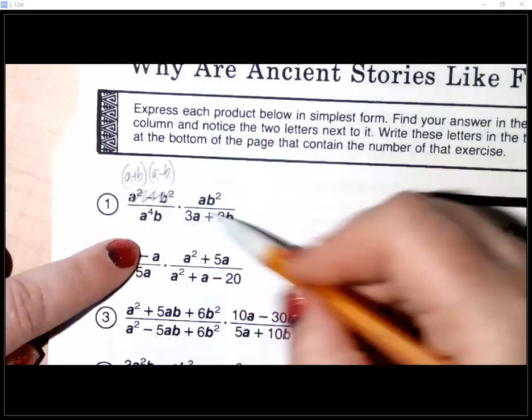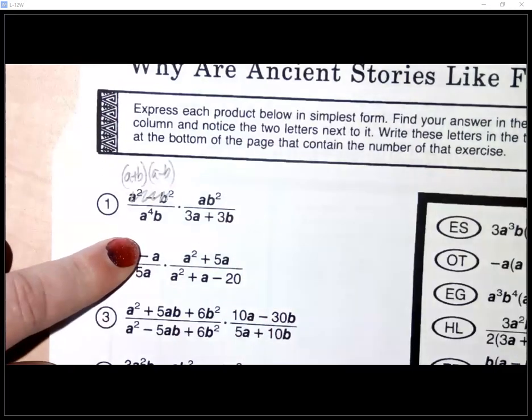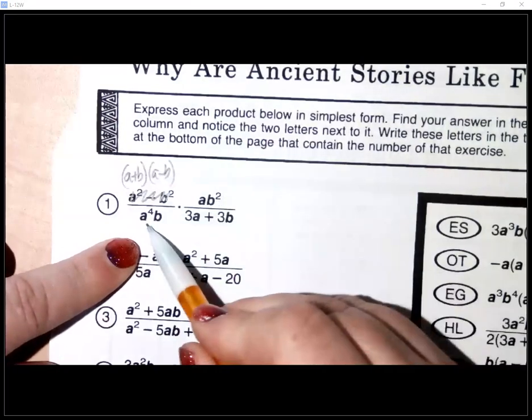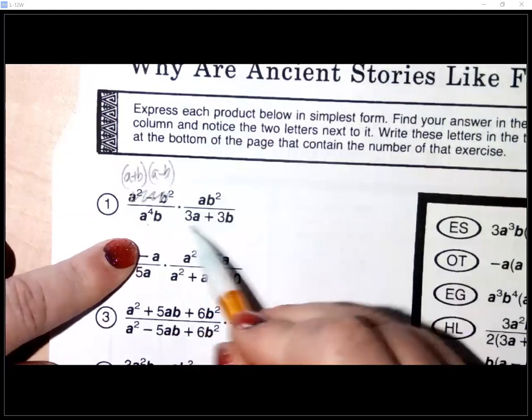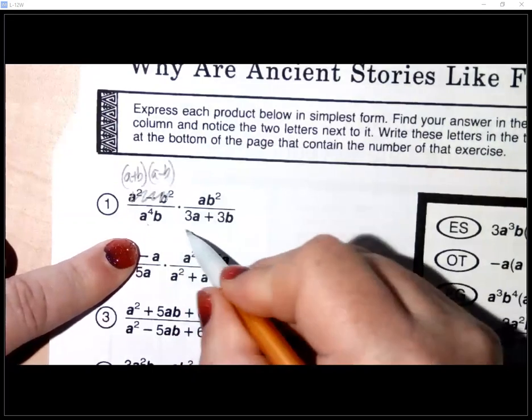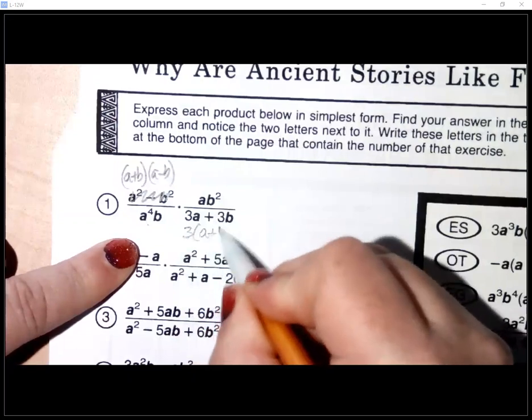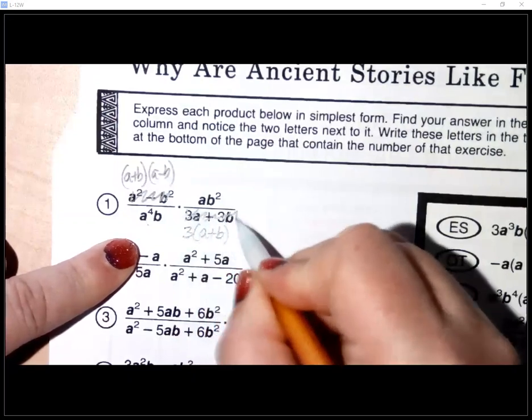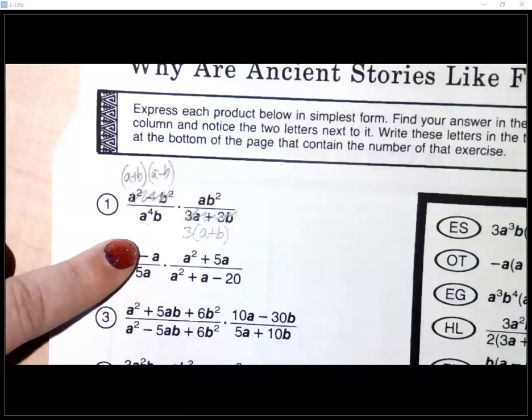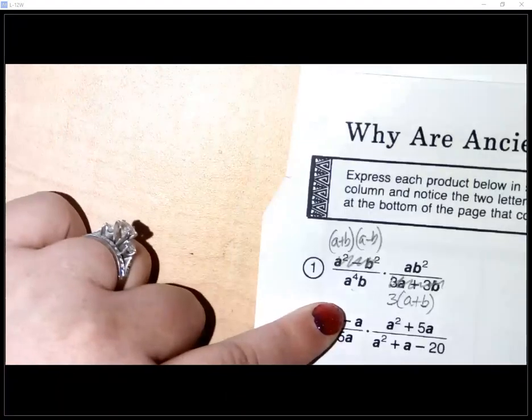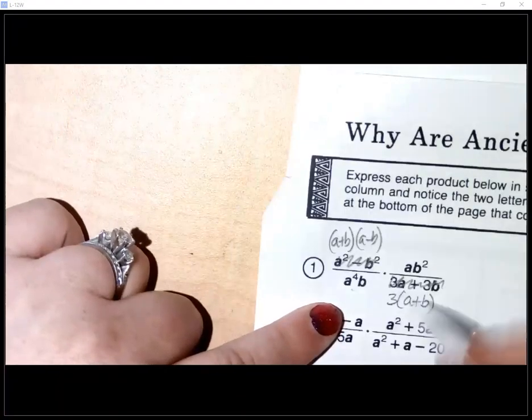All right, that one, there's nothing to factor. But here, what can I do? Take out a 3, and then I'm left with A plus B. Okay, so now factoring is done. Now let's go ahead and just cancel whatever we can. There we go. I see A plus B. Let's cancel A plus B with A plus B.